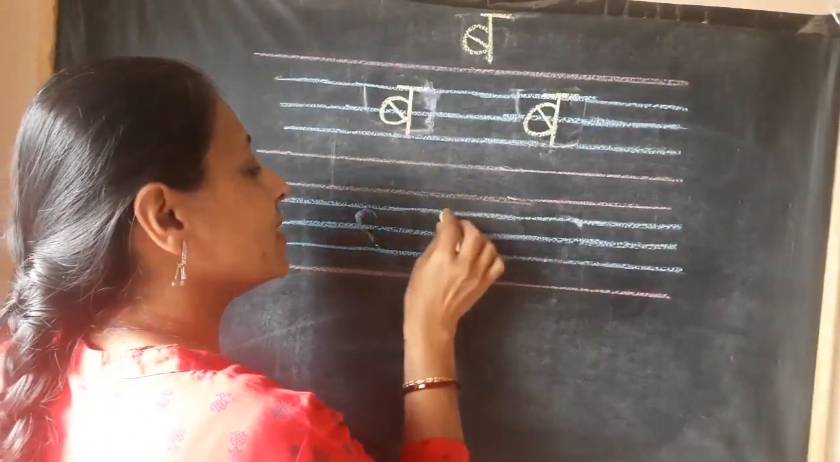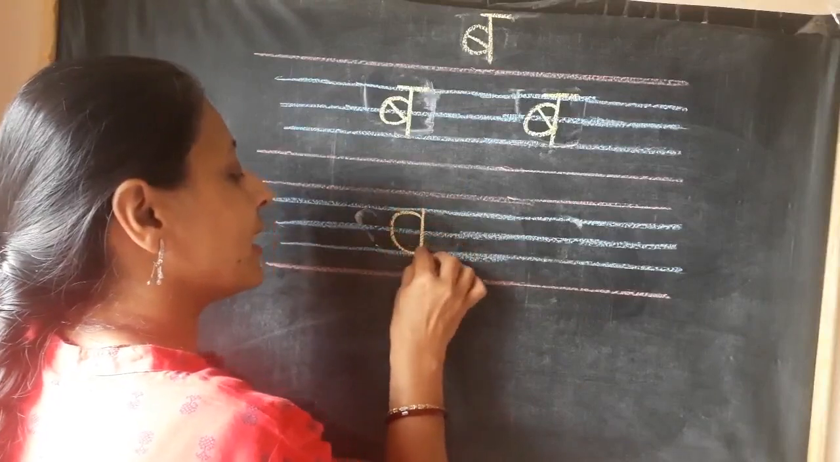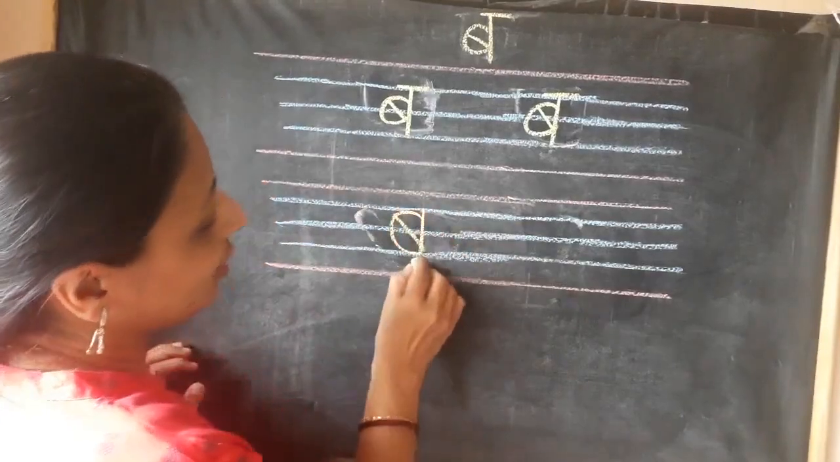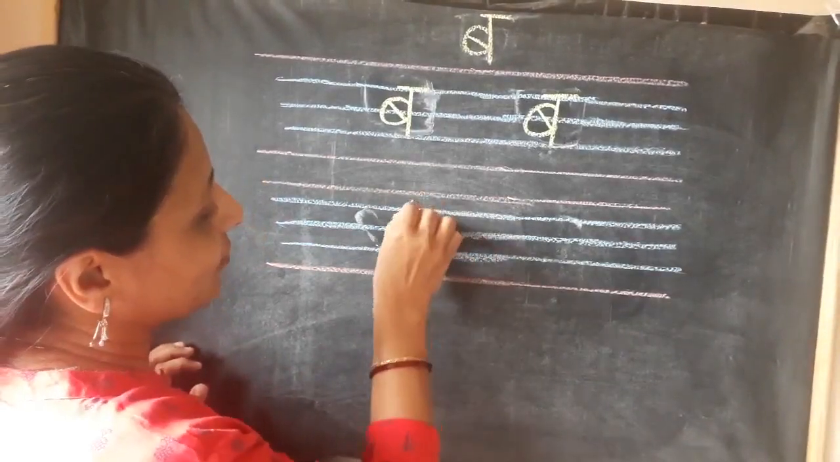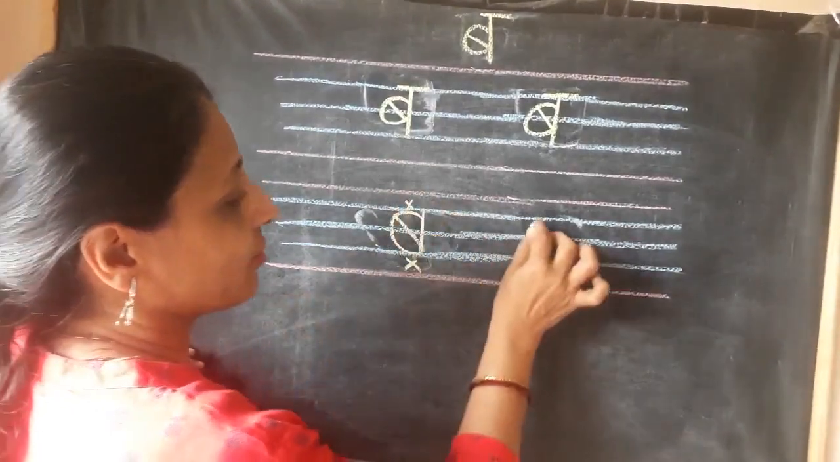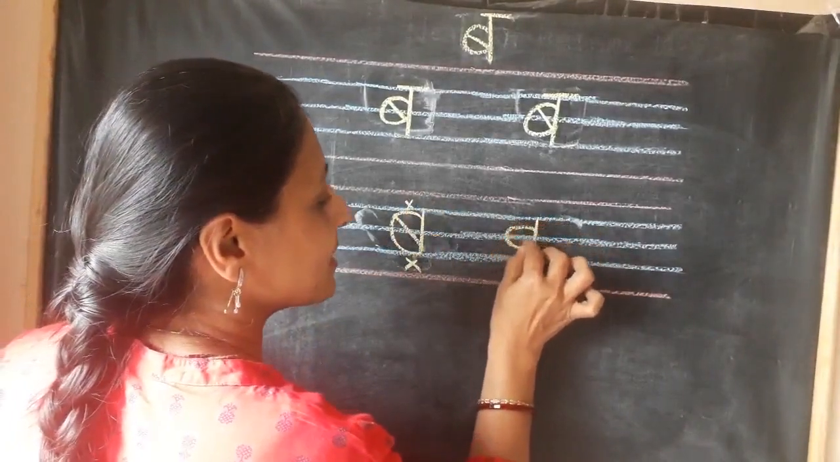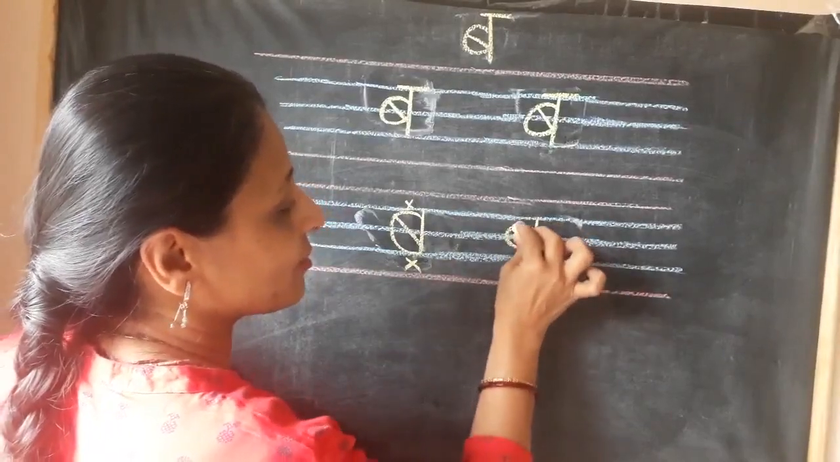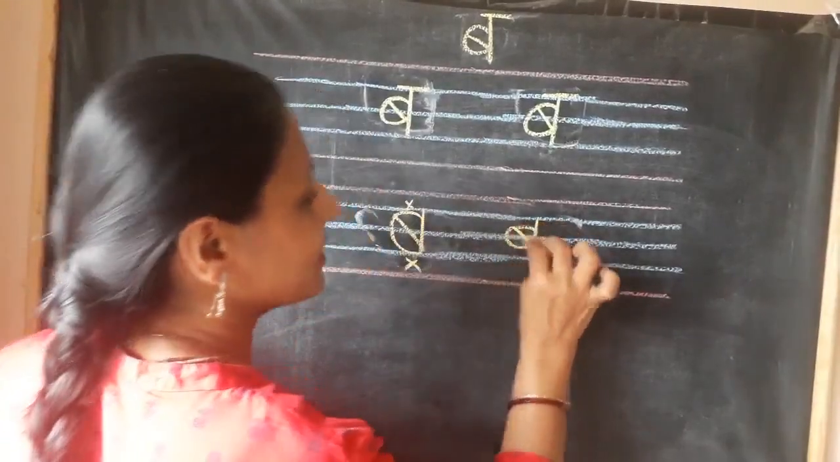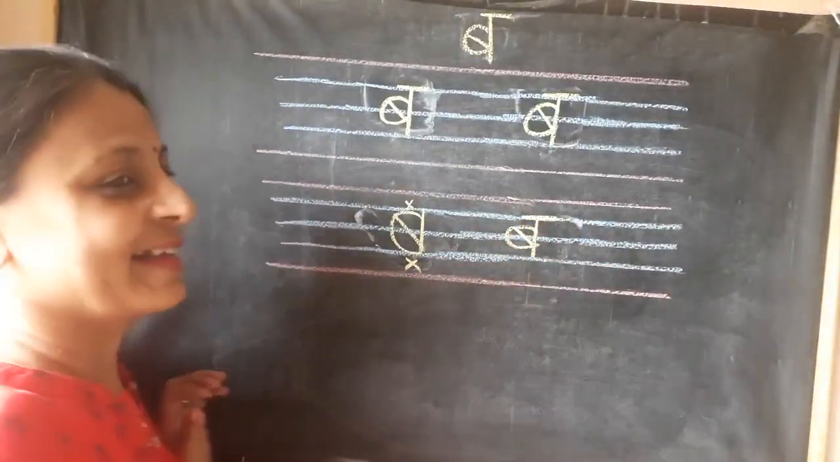It's very simple. Standing line, and it should not touch the third blue line or first blue line. This way we will not write. Okay, how we are going to write? Standing line, inside one C, but that C will not touch the first line and the third line, and slanting line inside the C, like this, and slipping line overhead. I hope children you have understood on the board.